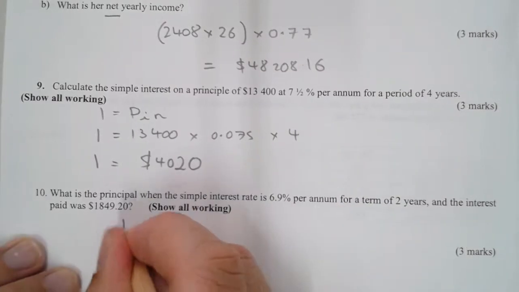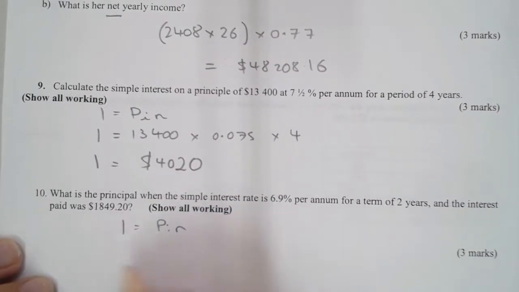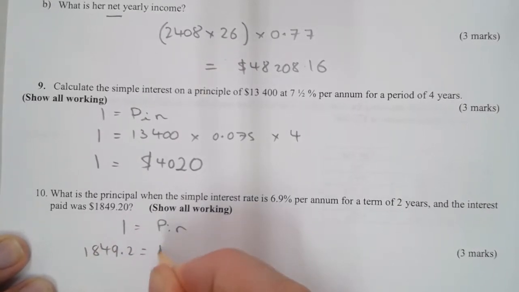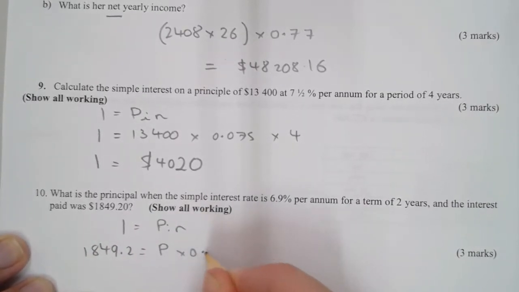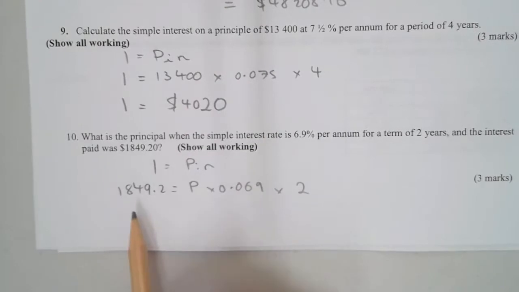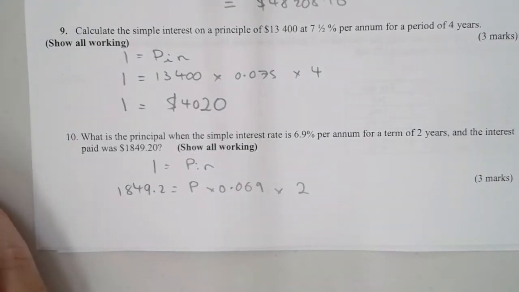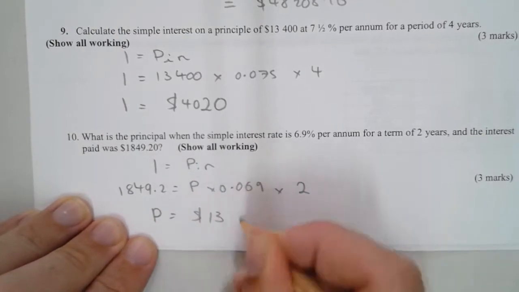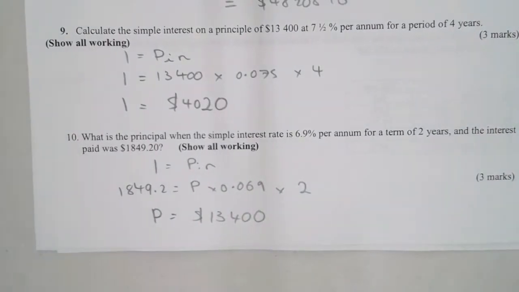Number 10. What is the principal when you've got the simple interest rate per annum for 2 years and interest paid? Well, it's similar to the last question, really, but this time they've given us the interest. It's 1849.2. The interest is 0.069, and it's over 2 years. So we're just going to do 1849.2 divided by 0.069, then divided by 2, and you'll have your principal, which is $13,400.